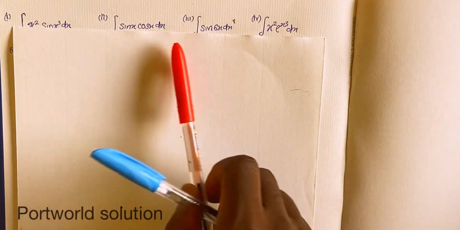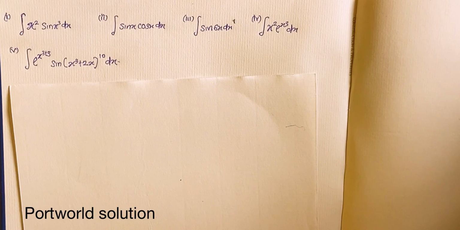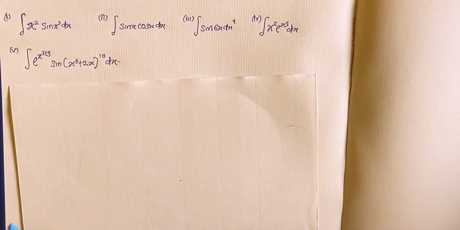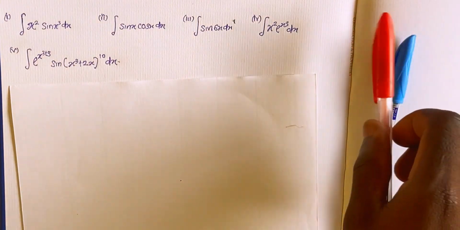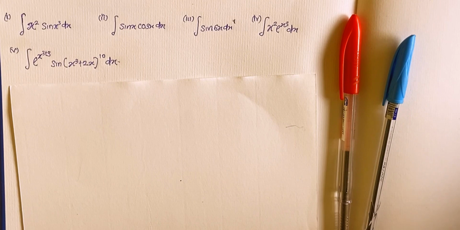Let's look at the question I'm having here. I'm given the integral of x squared sine x raised to power 3 dx, and I'm having the integral of sine x cos x dx. Then I'm having the integral of sine 6x dx, and also the integral of x squared exponential x raised to power 3 dx. Then I'm having the integral of exponential x raised to power 3 plus 3 sine of (x raised to power 3 plus 2) x raised to power 10 dx.